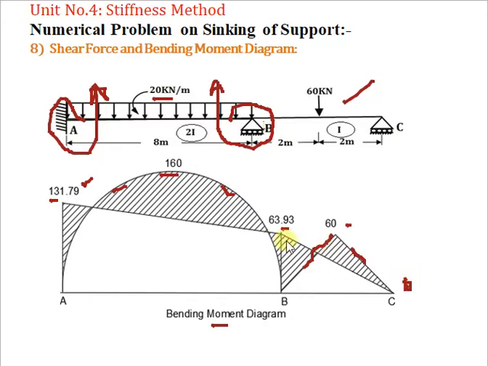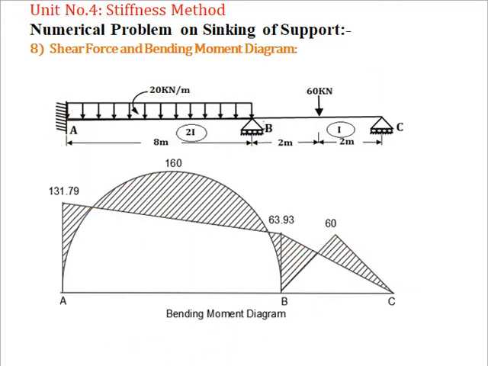So we will get the bending moment diagram. You just join with a line the bending moment diagram for the end moments. Now the portion which does not overlap, you have to show with hatching. So this is your bending moment diagram. Now let's do the calculation for the shear force.